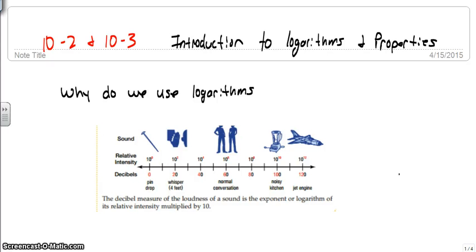This section is all about logarithms. We're going to look at the introduction and the properties of logarithms and just kind of a general overview of logarithms. So first off, let's look at why do we use logarithms?